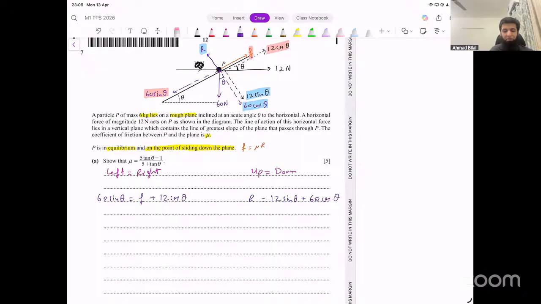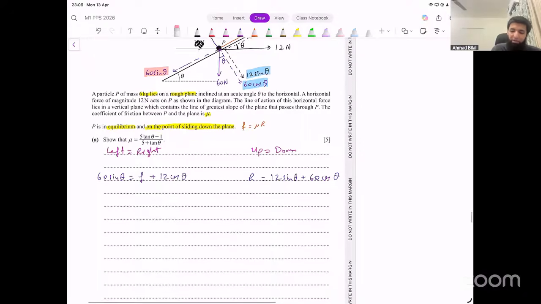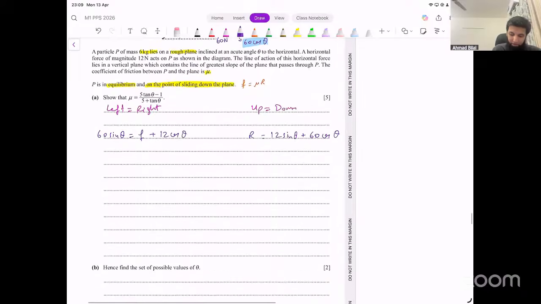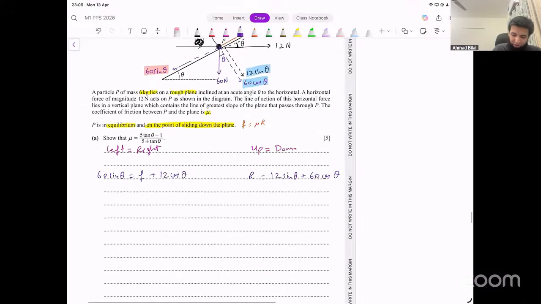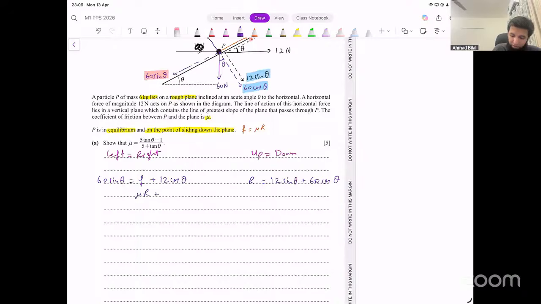They want us to show that mu is equal to this. What you can do is replace F with mu R first of all. We don't really have enough space for this. F is mu R plus 12 cos theta, that equals 60 sine theta. R is equal to this. Let's input this in the other equation, and that becomes 60 sine theta equal to mu into 12 sine theta plus 60 cos theta, plus 12 cos theta outside.